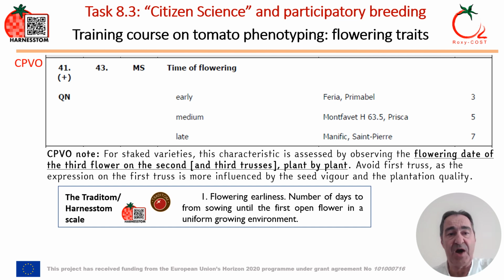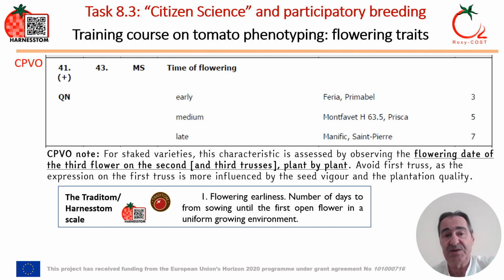For determinate varieties, the protocol indicates to grow them as the indeterminate ones, and to take the record in the same way. In large phenotypic screenings, it is usually complicated to follow this protocol, as recovering the third flower in each plant may be cumbersome, as well as recording the trait on higher order inflorescence.